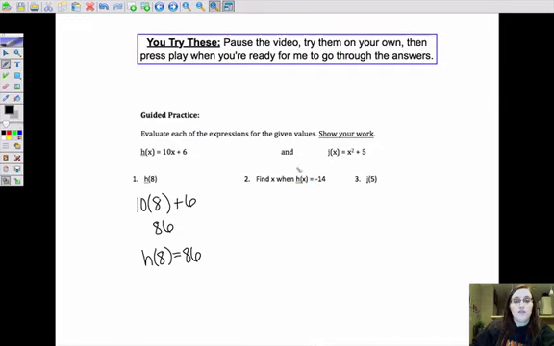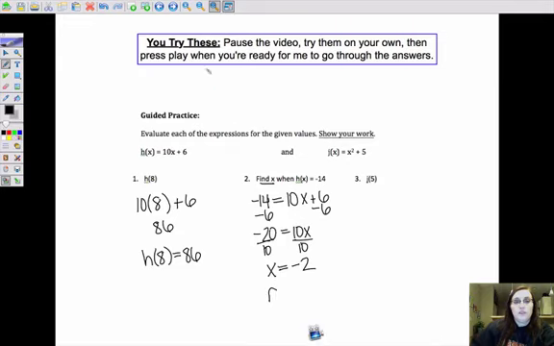This one, I'm going to use the same function, h of x, and I'm going to find x this time, so this means I know the output. So I'm going to set the output equal to 10x plus 6. Then I'm going to solve, so I'm going to subtract 6, divide by 10, and I'll get x equal to -2. Written in function notation, h of -2 equals -14. Go back up here, I found this value to be -2.